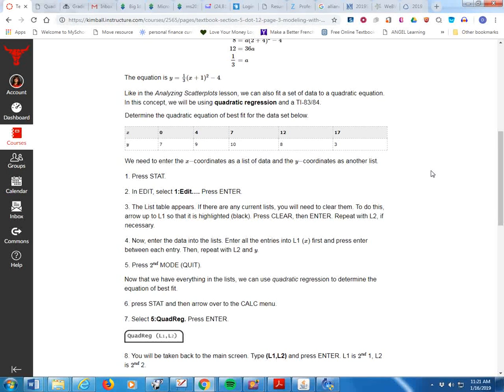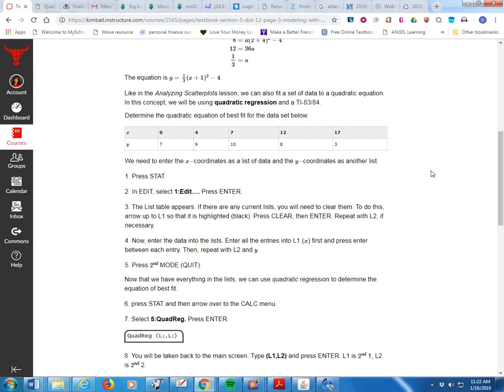If you have numbers in your list and your numbers match 0, 4, 7, 12, 17 on the X, you don't need to do anything. If they don't, I'll read those slower. Who does not have those numbers in their list? 0, 4, 7, 12, 17, for X, for L1.